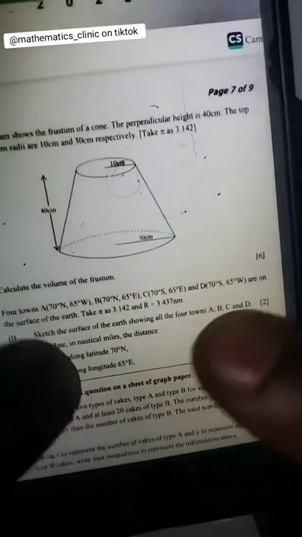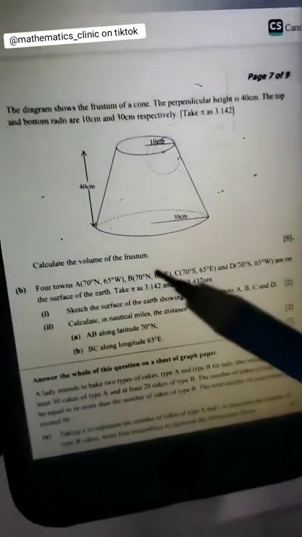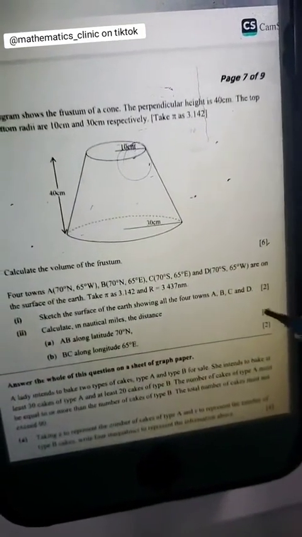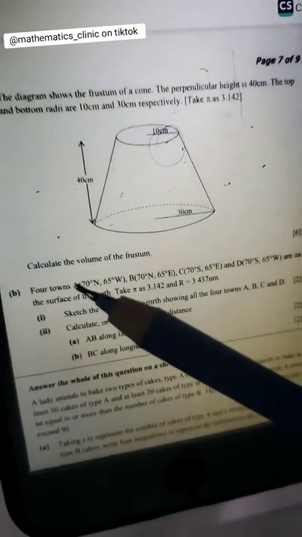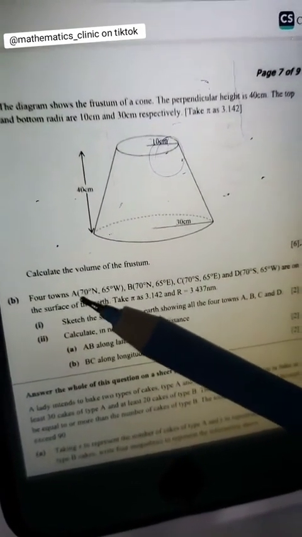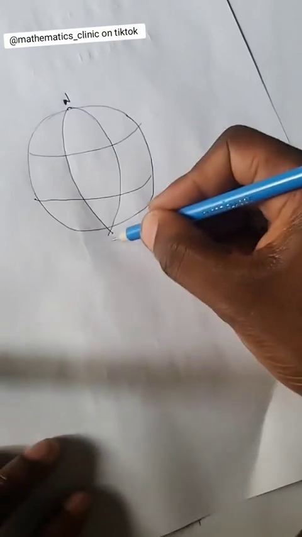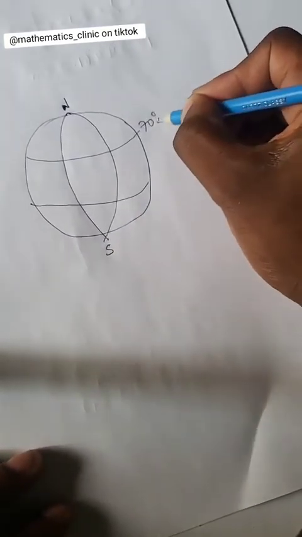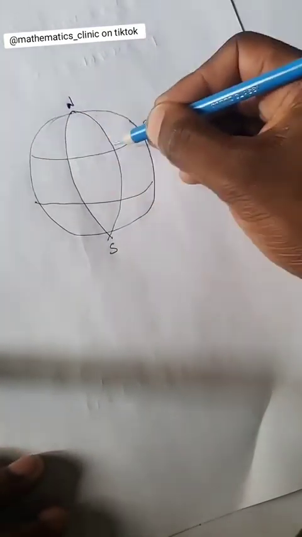Guys, switch it up. This question didn't come with an already drawn globe. You need to draw it yourself, then sketch a surface of the earth showing all the 4 towns A, B, C, D. Our town A is at latitude 70 degrees north, because we have north and south.